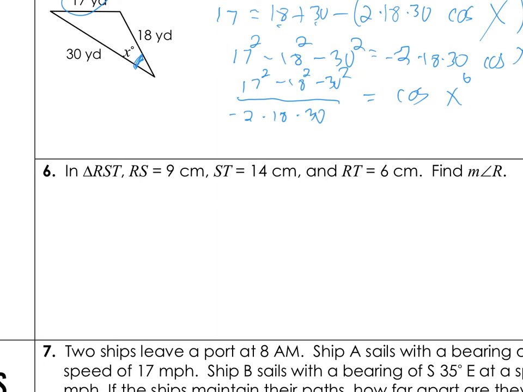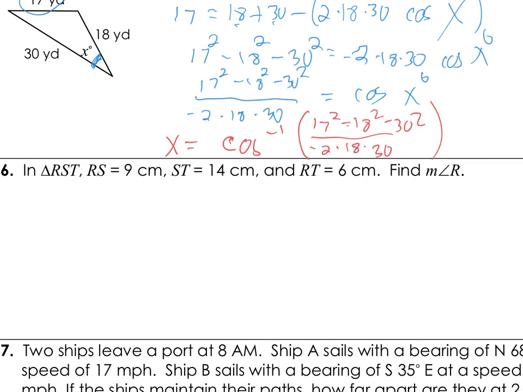Do the inverse cosine on both sides. So this is my answer. X equals the inverse cosine of 17 squared minus 18 squared minus 30 squared divided by negative 2 times 18 times 30. Ta-da! And aren't you amazed? And that'll be in degrees once you get this all done. That will be an angle. Degrees.